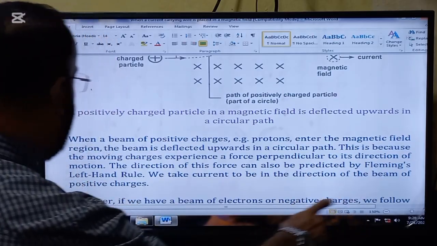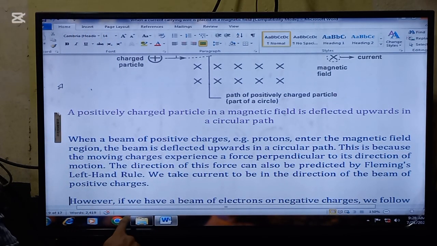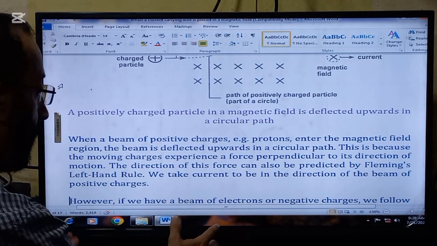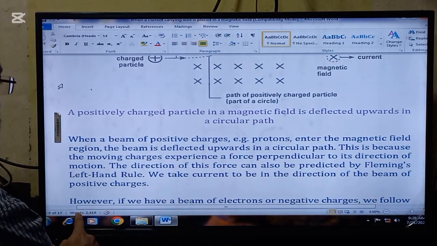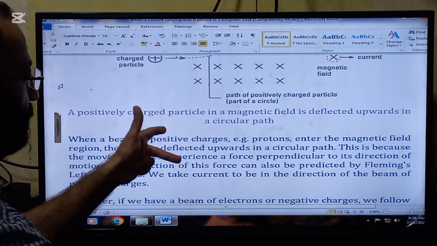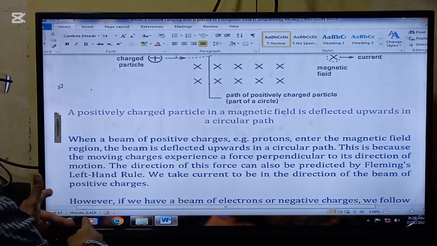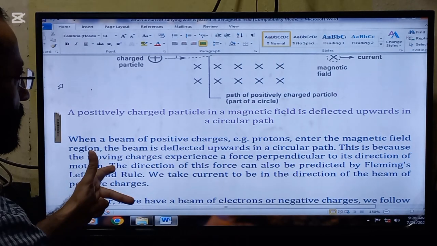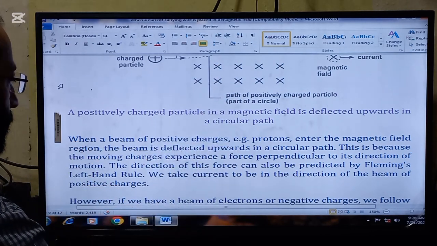In the direction of the beam of the positive charges. However, if we have a beam of electrons, look now, the things will be reversed, because this is a positive charge. If the force is acting in the upward direction, then if we have a beam of electrons, the direction of the force will be in the downward direction.